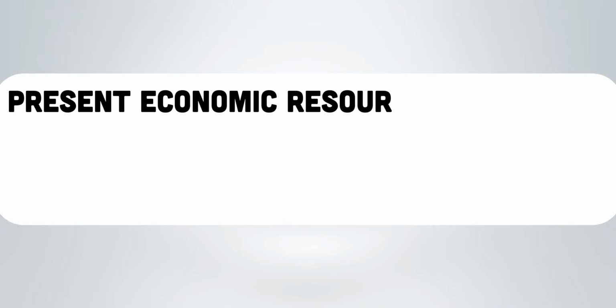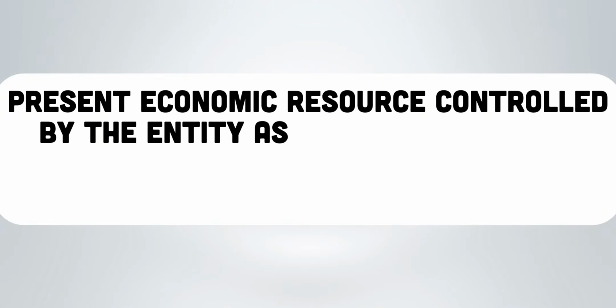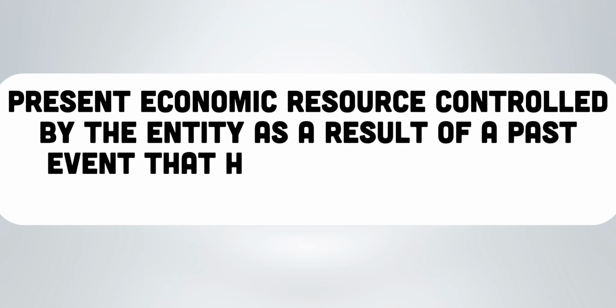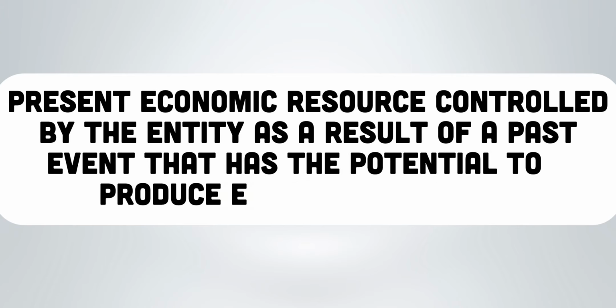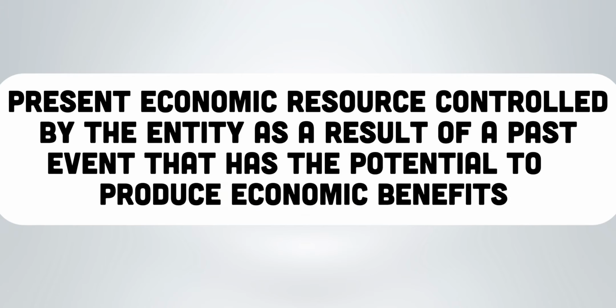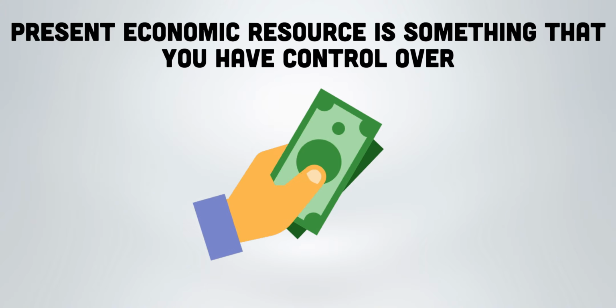An asset is defined as a present economic resource controlled by the entity as a result of a past event that has the potential to produce economic benefits. So let's break this definition down into simpler terms and get a full picture of what this means. A present economic resource is something that you have control over.